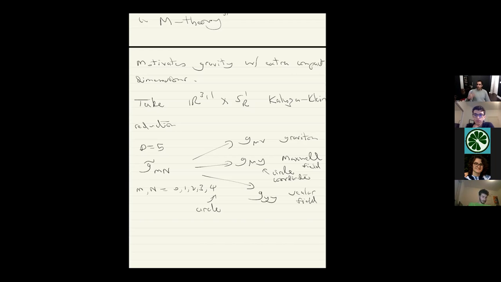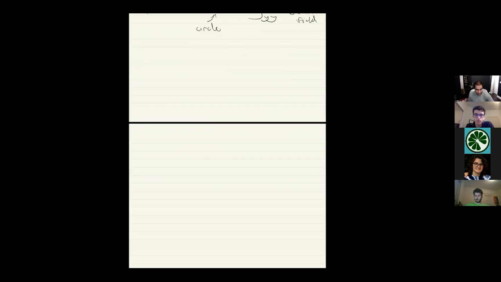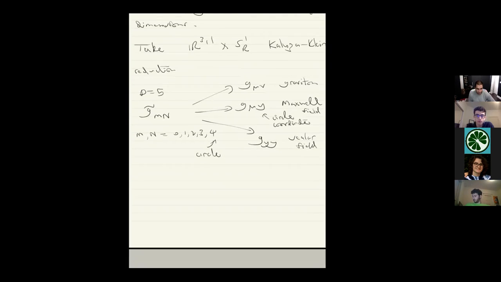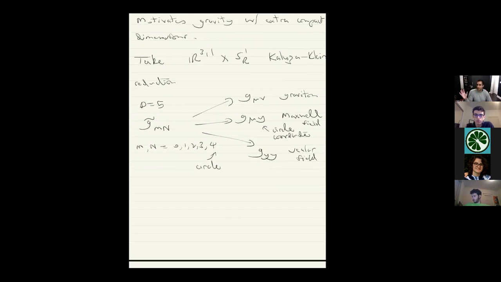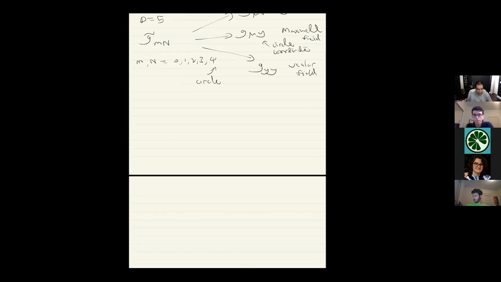So there's a way to rewrite our theory on the circle in terms of a theory in 4 dimensions with extra fields. In addition to your gravity multiplet, you've got a Maxwell multiplet and you've got a scalar field. So this specific Kaluza-Klein reduction on the circle was originally thought about as a way to unify gravity and Maxwell as coming from one theory in 5 dimensions. It doesn't quite work to do that, but it was a very interesting picture by Kaluza and Klein, originally.